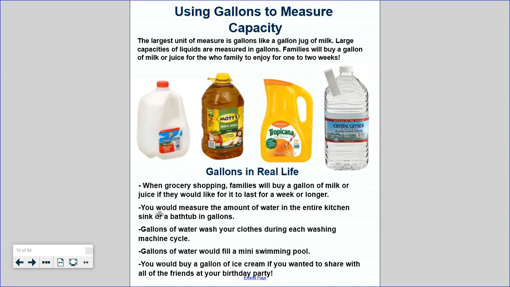The amount of water in your entire kitchen sink is going to be measured in gallons. That's a lot of water. If you fill up your bathtub, we would use gallons to measure it because that's a lot of water. When you wash your clothes, your washing machine uses gallons of water. If you have a mini swimming pool, you're going to use gallons of water to fill it. And you might buy a gallon of ice cream if you wanted to share with a bunch of people at your birthday party or possibly in your class.